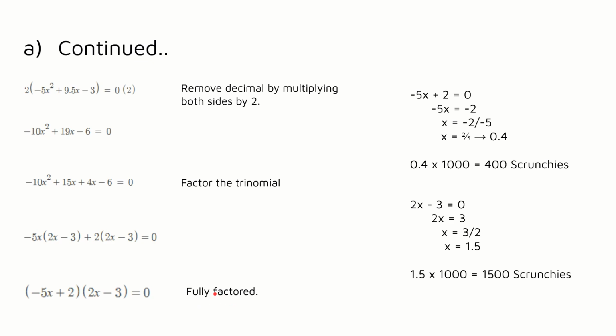This is fully factored. So, if we want to convert this number into scrunchies, first let's factor out x from two of these brackets. Negative 5x plus 2 can be factored out to x equals 2 over 5. 2 over 5 in decimal form is 0.4. 0.4 times 1,000 will equal 400 scrunchies, because 1,000 is the scrunchies. Same with the other x-intercept, in thousands. So 2x minus 3 equals 0. Now you have x equals 3 over 2, which is 1.5. 1.5 times 1,000 will give you 1,500 scrunchies. That's a lot of scrunchies. I hope it was worth the money, Miss Pac.